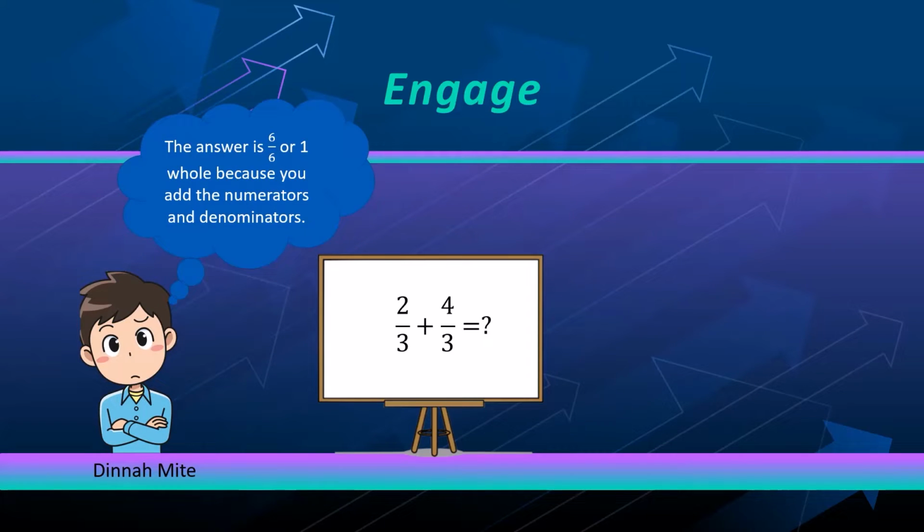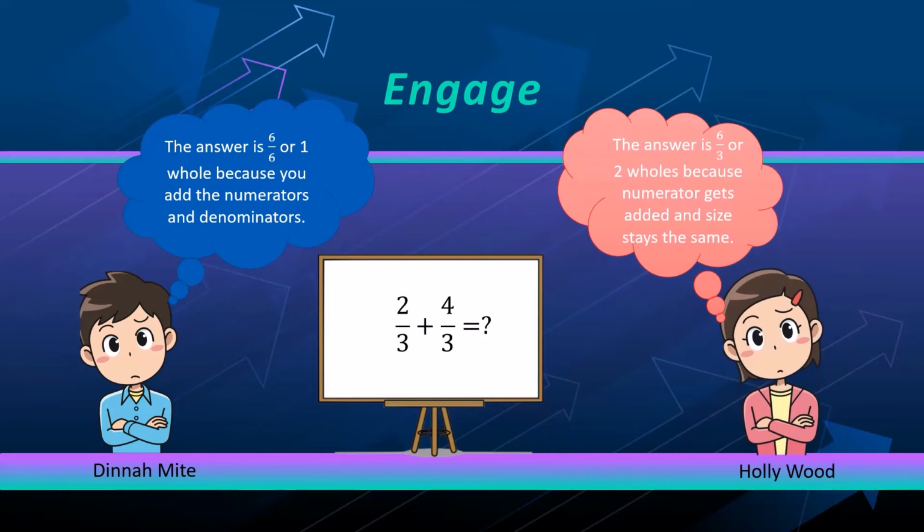The first one is Dynamite. Dynamite thinks the answer is 6/6 or 1 whole, and he says that it's because you add both the numerators and the denominators. Hollywood says the answer is 6/3 or 2 wholes because the numerator gets added and the size stays the same. When we're thinking about what this might look like in the classroom, we know that Hollywood is correct because the denominators don't change. The size of the piece that we're adding stays the same.